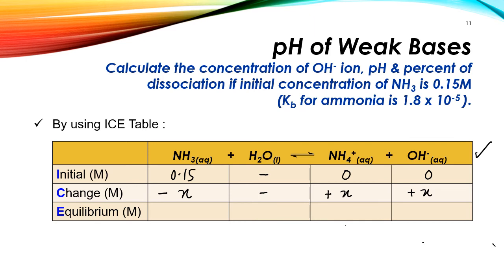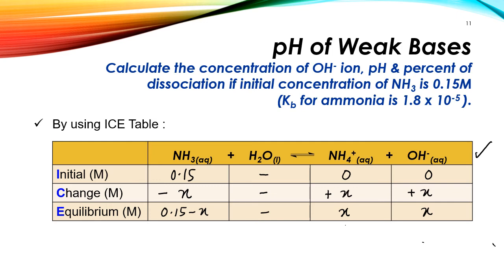Thus, for the ammonia, initially introduced 0.15 molar. After the reaction, they have dissociated about X concentration. Therefore, finally, the remaining is obtained from 0.15 minus X. For the water, it is not counted. For the ammonium ion, 0 plus X. For the hydroxide, 0 plus X. So now we have the equilibrium concentration for each of the substances involved in the dissociation.